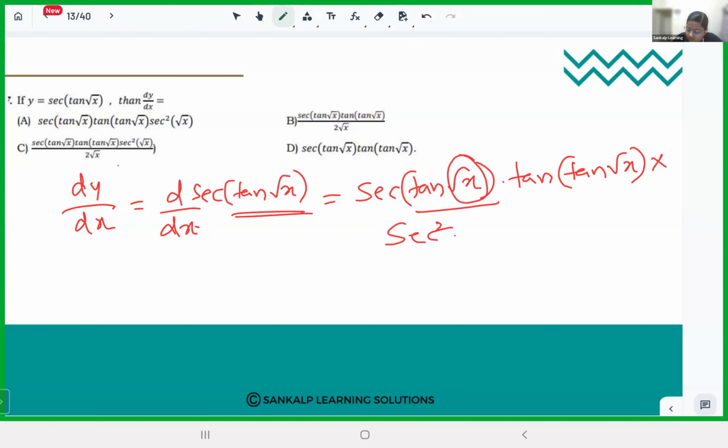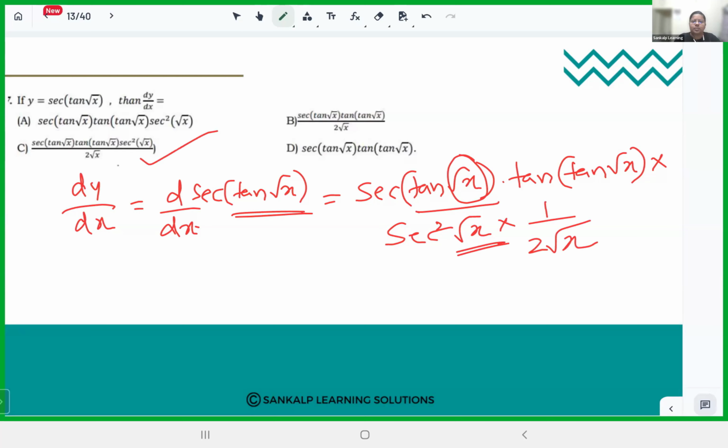So it will become sec square root x. Sec square root x, right? And can we stop here? No, because we have assumed, we have taken root x in the place of x, right? So we have to multiply the derivative of root x also. So what is the derivative of root x? It is nothing but 1 by 2 root x. So what is the derivative? Sec of tan root x into tan of tan root x into sec square root x by 2 root x.